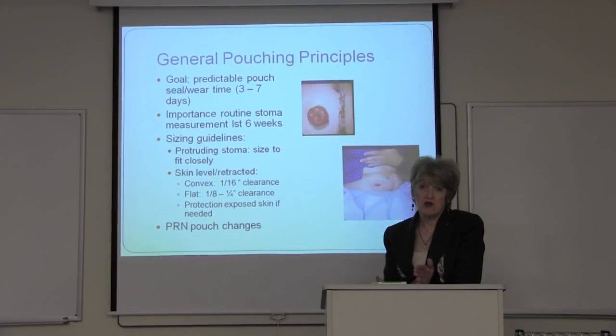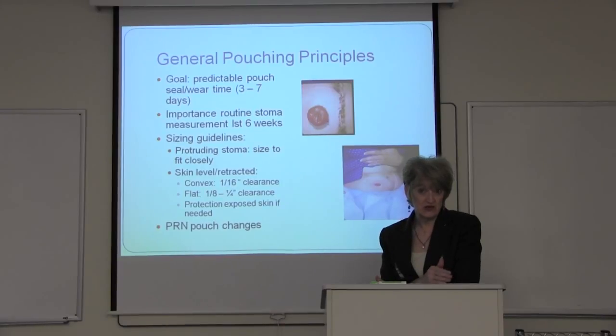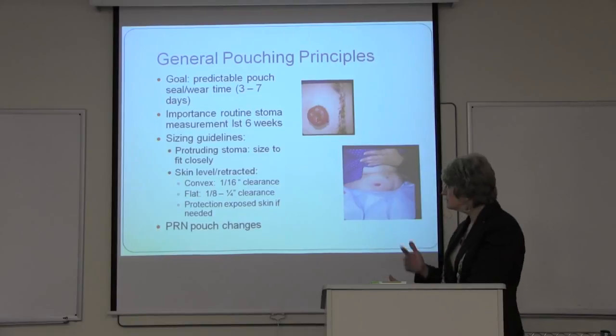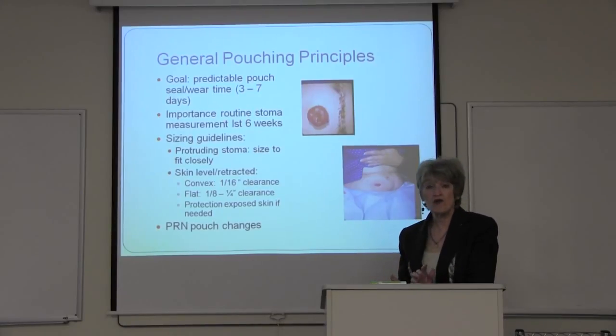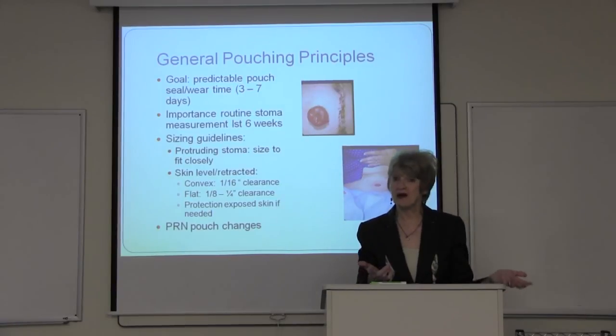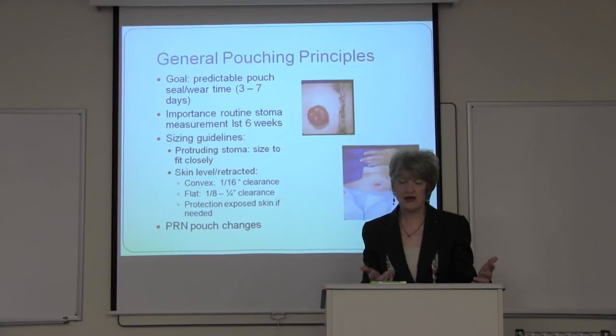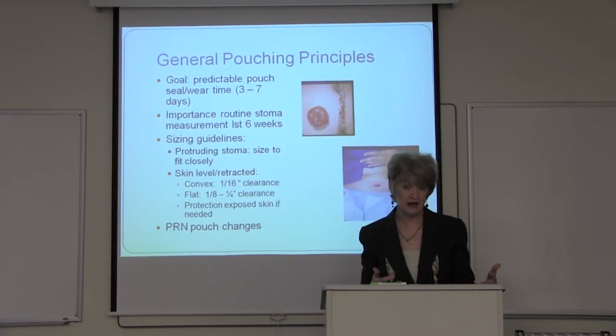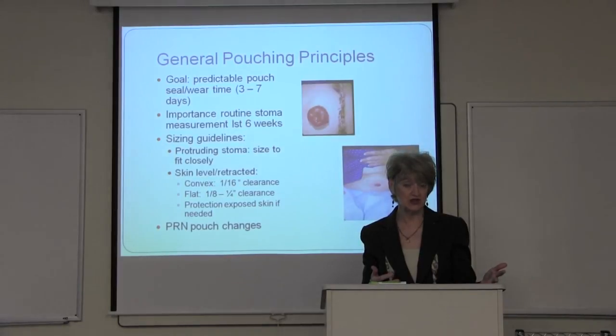Now we're going to focus on what are the things we can do to make sure that they maintain an effective pouch seal, that they minimize the risk for leakage and for skin breakdown. So in looking at pouching, our goal for all of our patients is a predictable pouch seal, predictable wear time. I want my patient to know that if they change their pouch on Monday and Thursday, that they can go about their activities of daily living without worrying about their pouch is going to stay on, and that it would be highly, highly unlikely that they would have an episode of leakage.